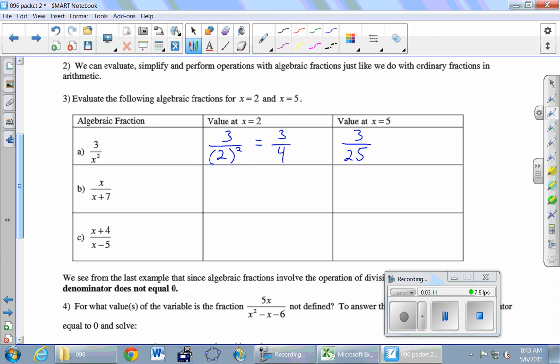We can do the same thing in part B. Again, plug in x equals 2 and plug in x equals 5. Nothing to be frightened of. There's just a couple of different x's here, but they all become 2 or they all become 5, right? So when we plug in x equals 2, what do we get? 2 over 9 is good. When we plug in x equals 5. 5 over 12, everybody understand how to evaluate?